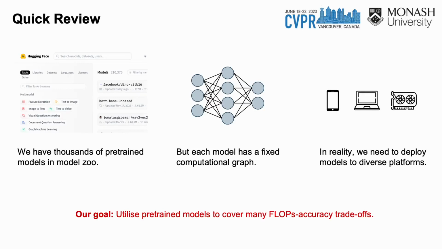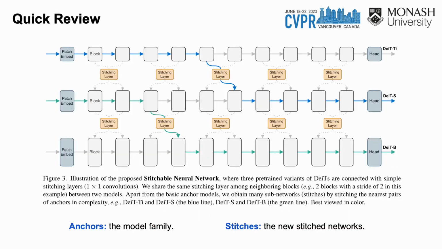Today we have thousands of pre-trained models in model zoos, but each model has a fixed computational graph. In reality, we need to deploy models to diverse platforms. So in this paper, our goal is to utilize these pre-trained models to cover many flexible accuracy-efficiency trade-offs.